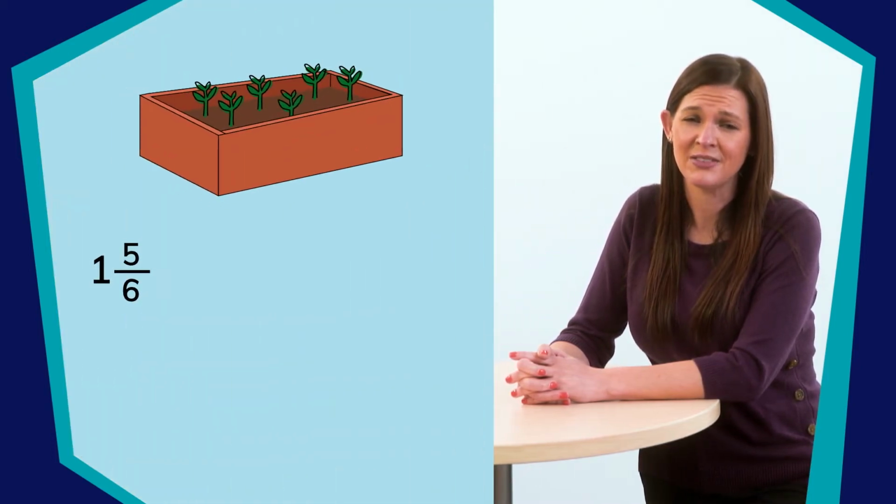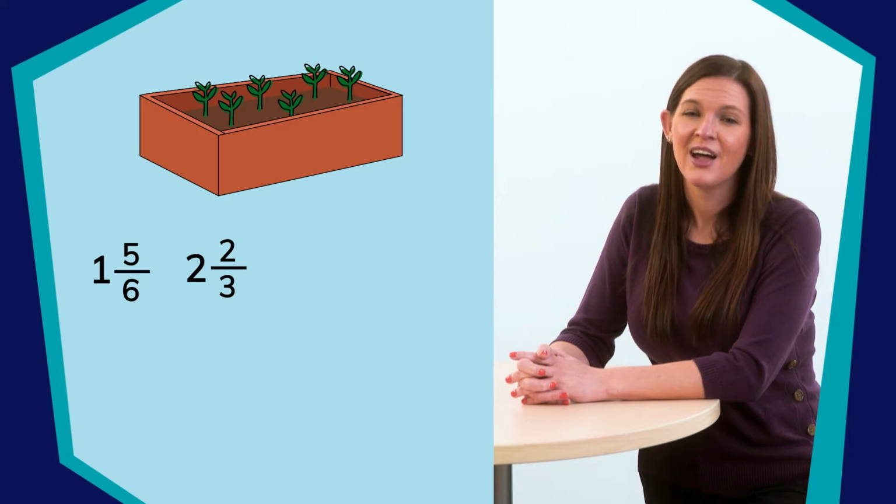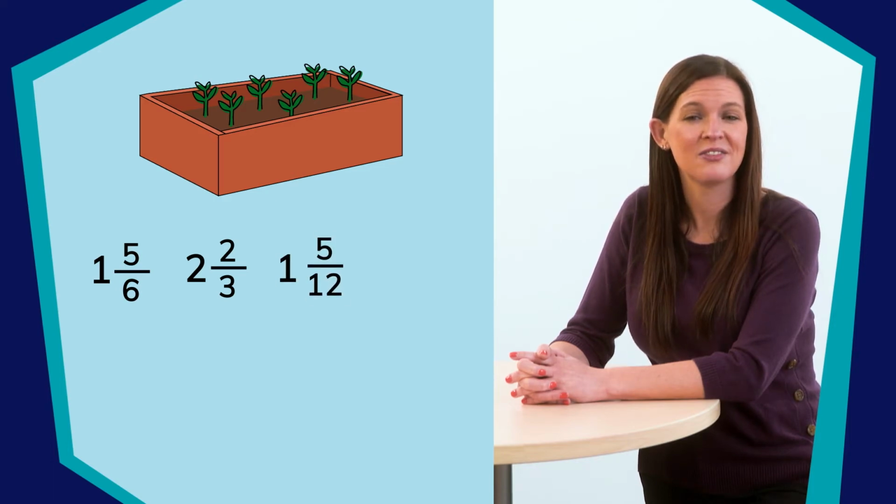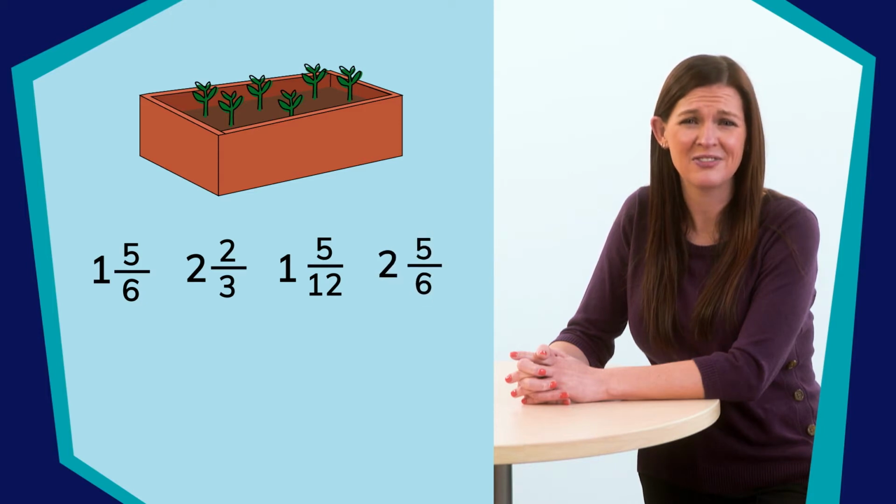The first planter I need to fill requires 1 5/6 bag of soil. The second requires 2 2/3 bag of soil to fill. The third requires 1 5/12 bag, and the last planter requires 2 5/6 bags of soil. How am I going to figure out how many bags of soil I need to buy?